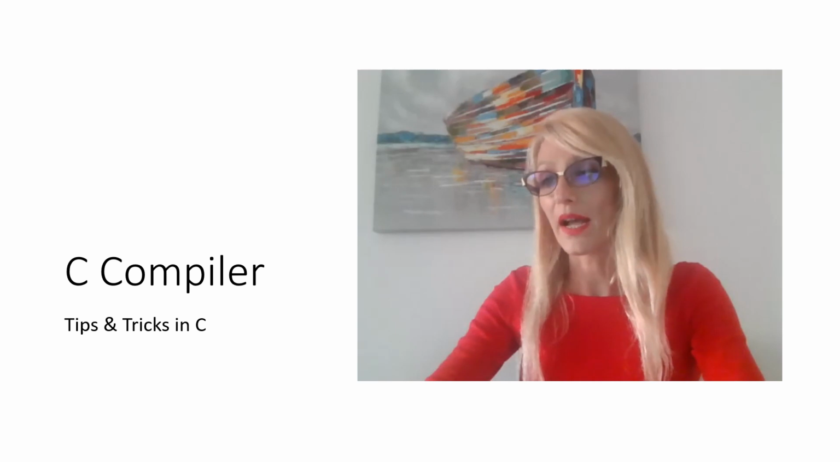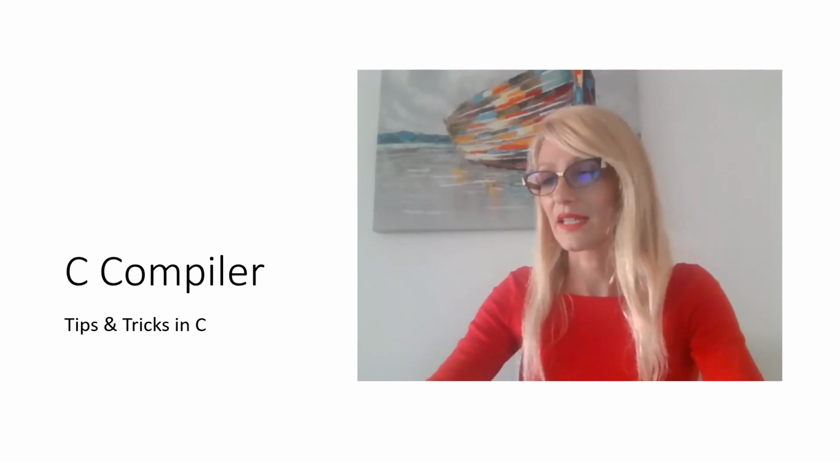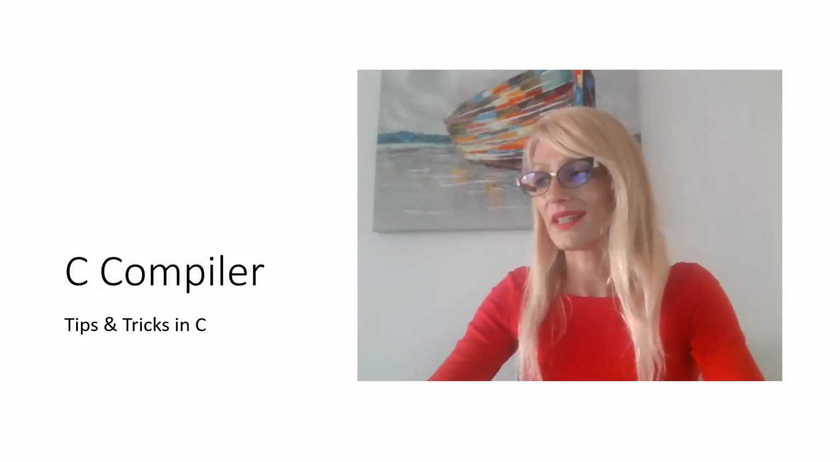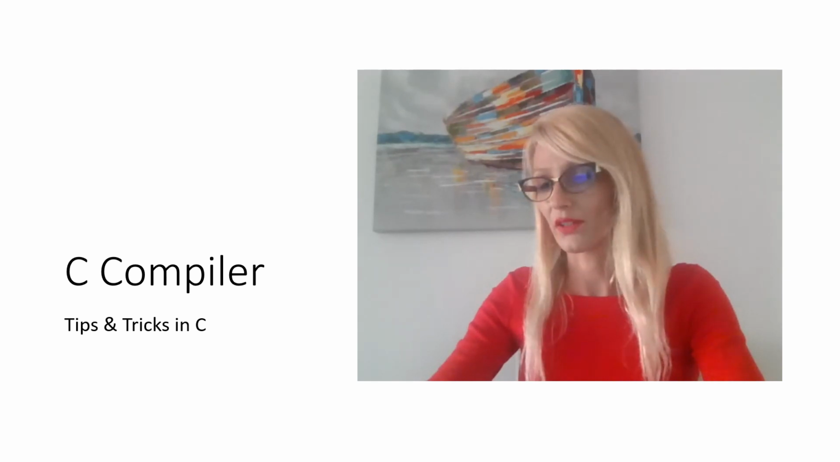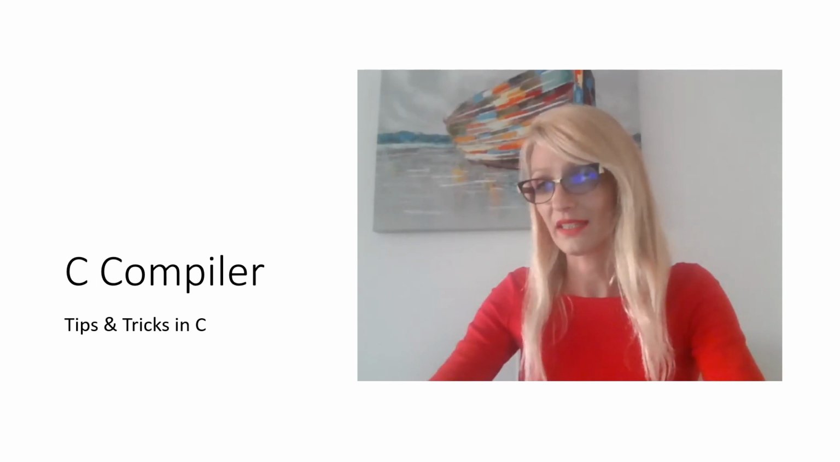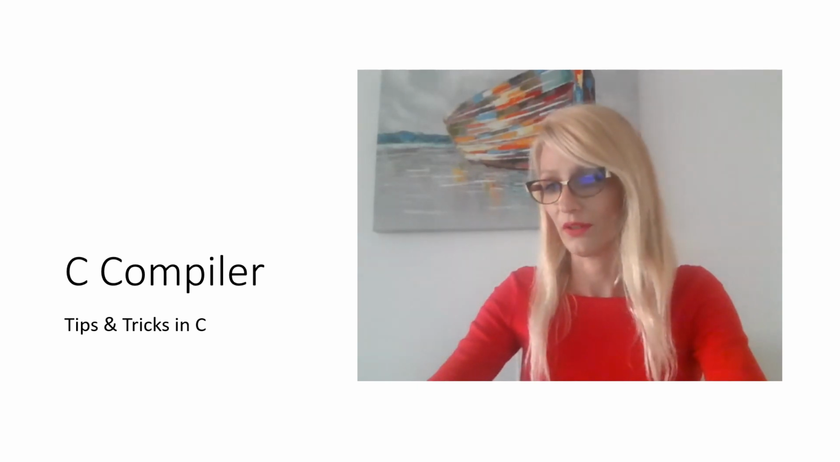C is a compiled programming language. In this video, we'll briefly describe what happens when we compile a C program. Compilation is the process of converting the source code into object code. It is done with the help of the compiler. The compiler checks the source code for syntactical or structural errors, and if the source code is error-free, then it generates the object code.